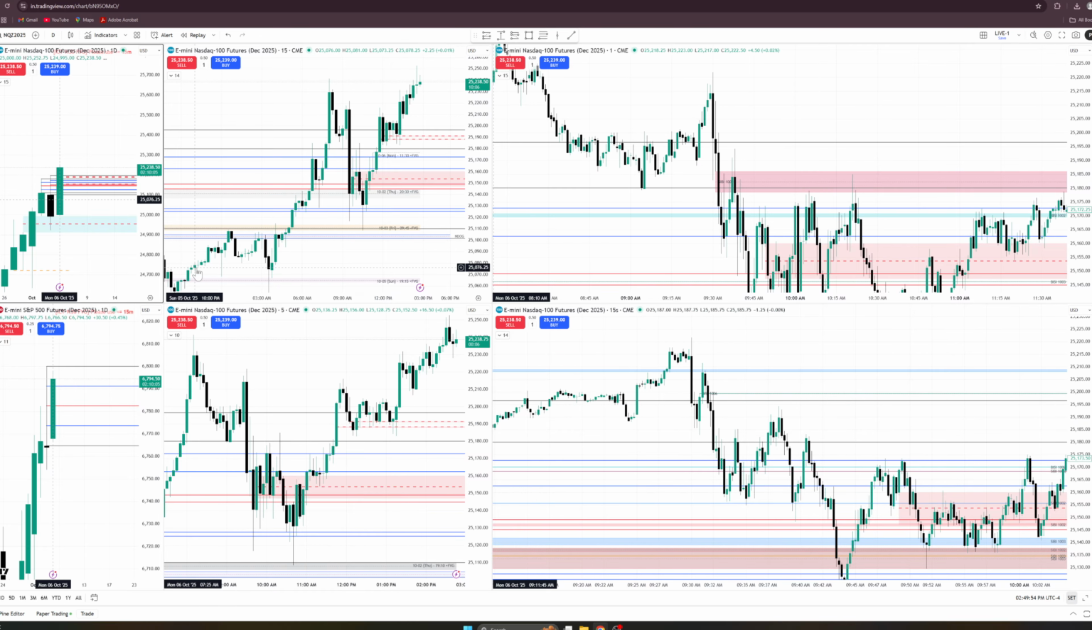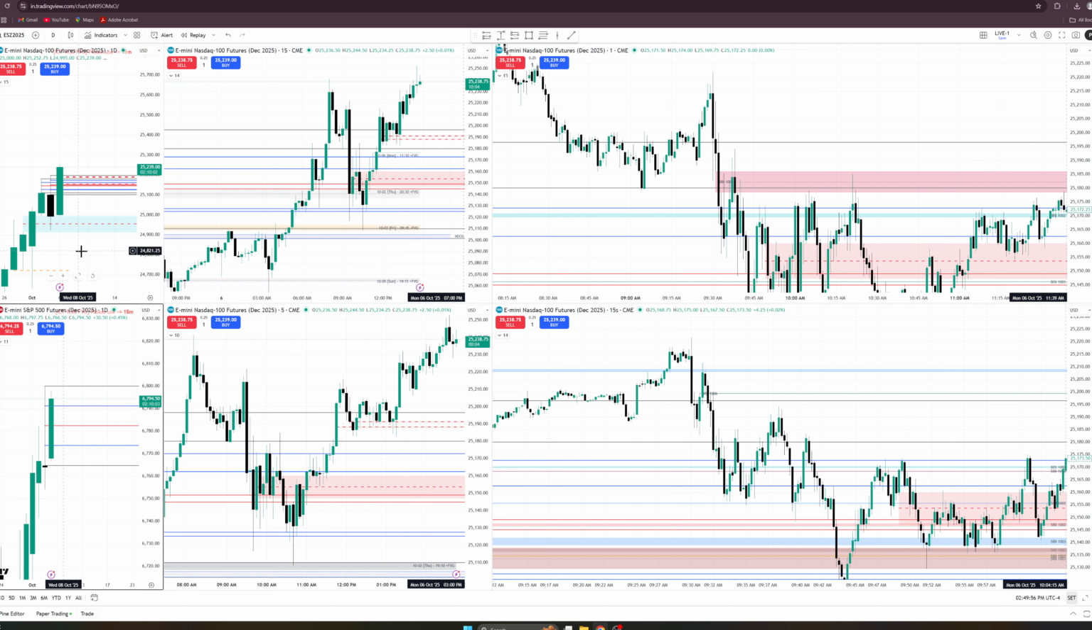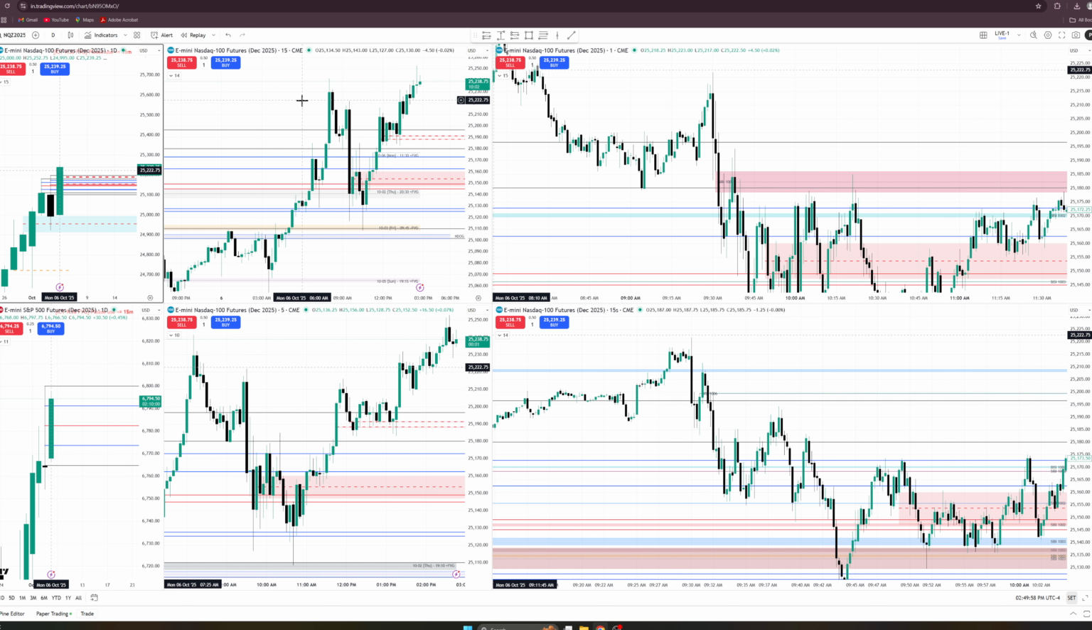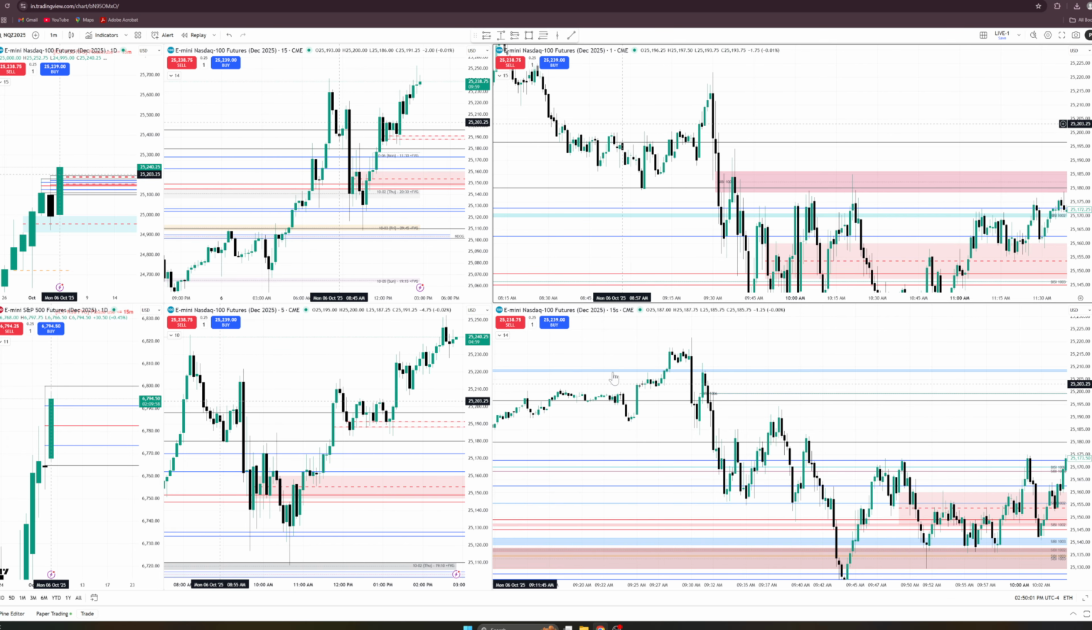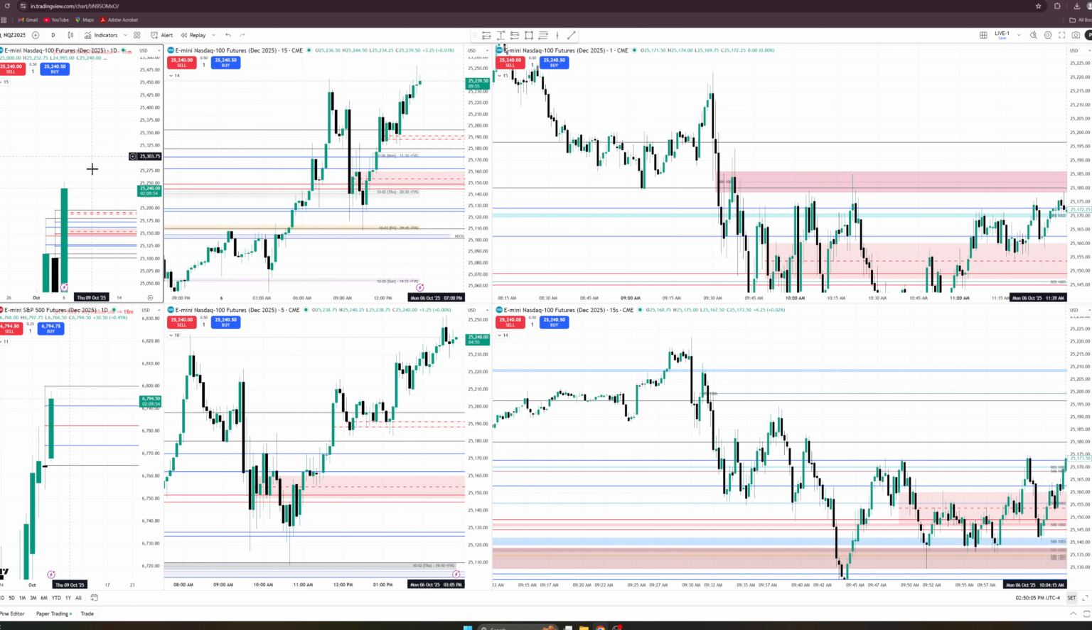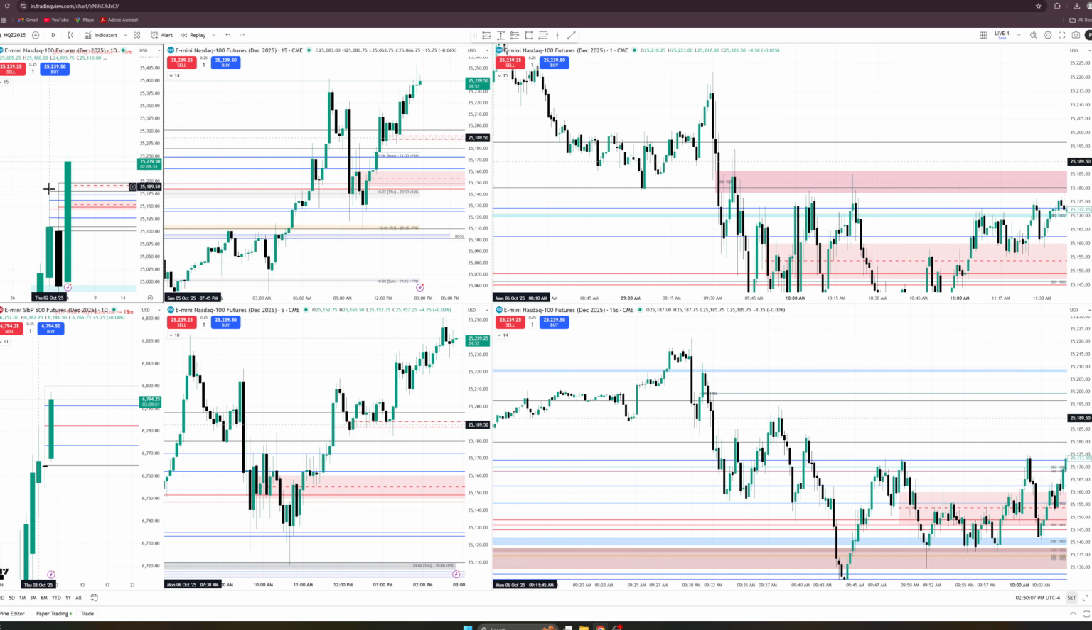Before going into the setups, I'll just explain what I have plotted. So this is the daily chart. This is the 15-minute chart, 5-minute chart, 1 minute and 15-second chart. So the levels I have plotted: this is the daily wick. So I have plotted all the four quadrant levels.